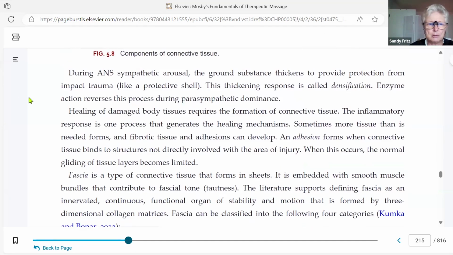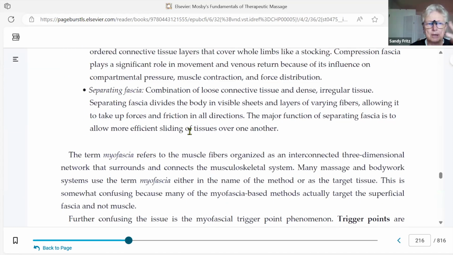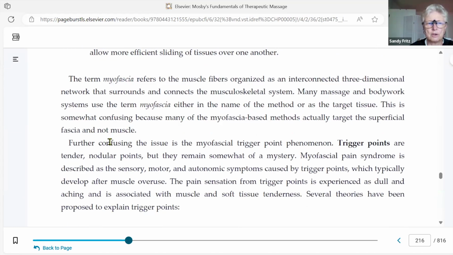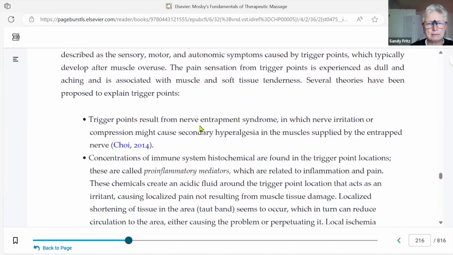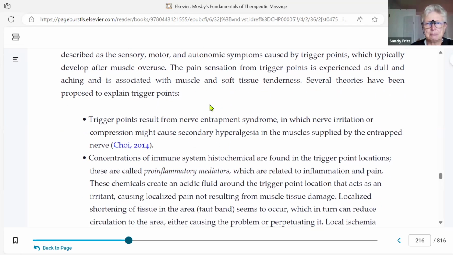So here is information about connective tissue and fascia and the different types of fascia, and what it does. And there's also an overlap in this arena about trigger points, and whether they exist or not. My opinion, my absolutely biased opinion, is that the referred pain patterns and the tender nodules can be a way of framing a process. So it's a way of looking at something.